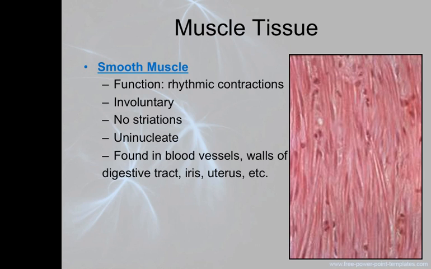Smooth muscle is involuntary. You don't have to tell it what to do. It makes rhythmic contractions, like in your digestive tract, to move food along. Notice that there are no striations in this smooth muscle, and that there is only 1 nucleus per cell. Other places you find smooth muscle are in your blood vessels, in your capillaries, helping move blood through the extremities of your blood vessels, and in the iris of your eye.